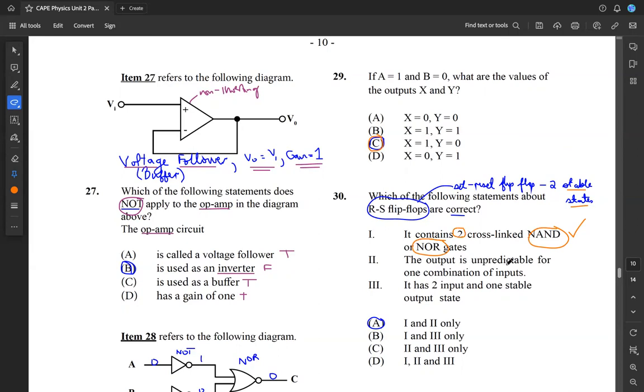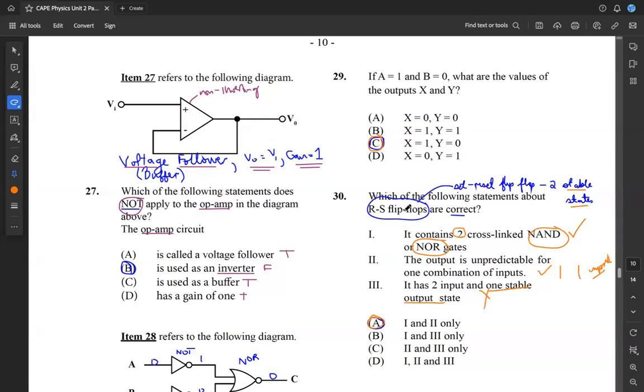The output is unpredictable for one combination of inputs. That's true, right? Because if we have two high inputs coming in, one going in one node and then another one, that's unpredictable. That's an unpredictable combination. So this statement is true. And then for part 3, it says it has two inputs and one stable output state. That's not true. It's a bistable device. It has two states. So if we say it has two inputs and one stable output, that's wrong, right? And so that leaves us with I and II being our answer, which is A, right?